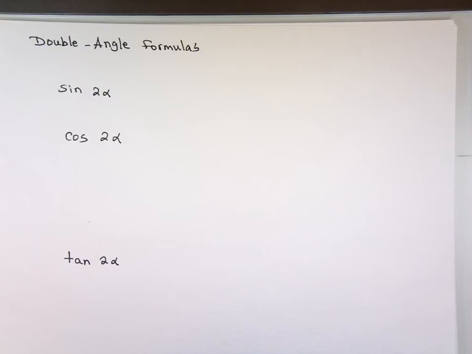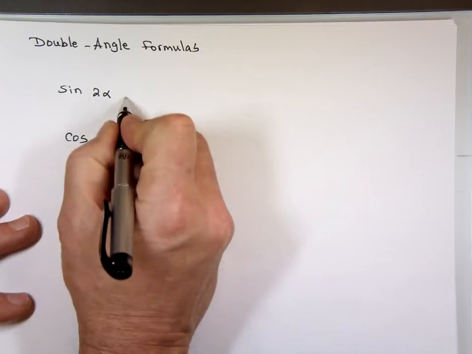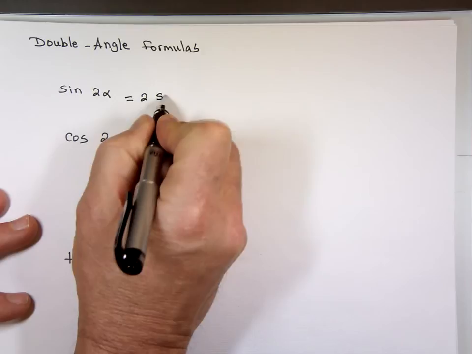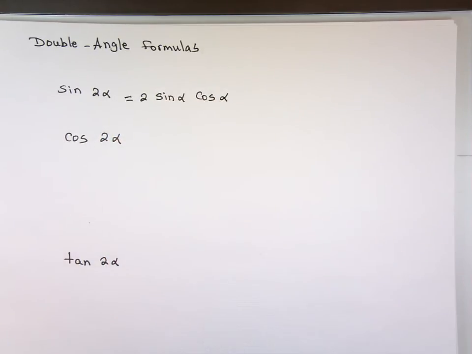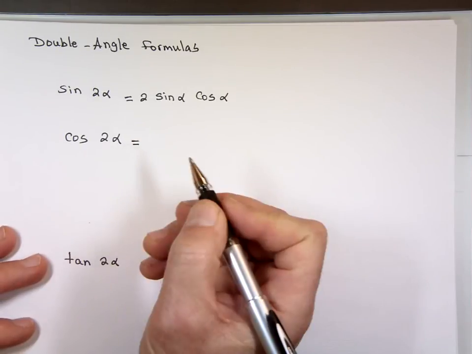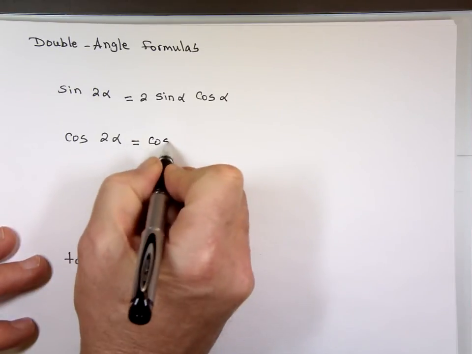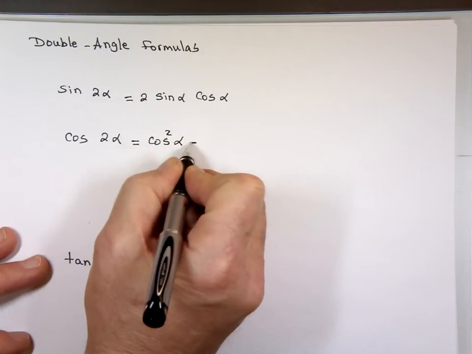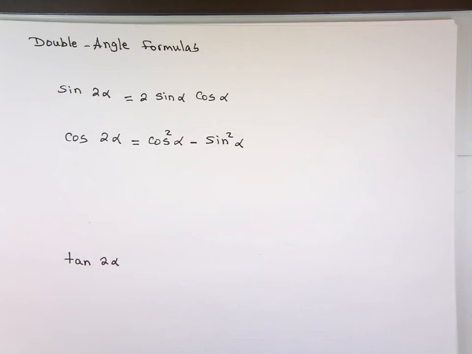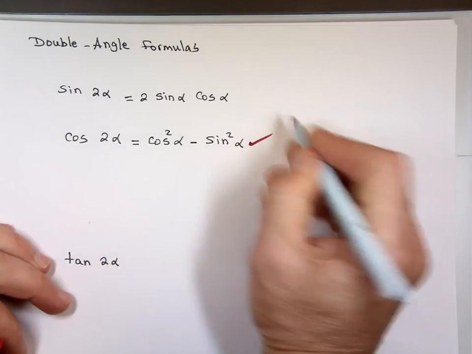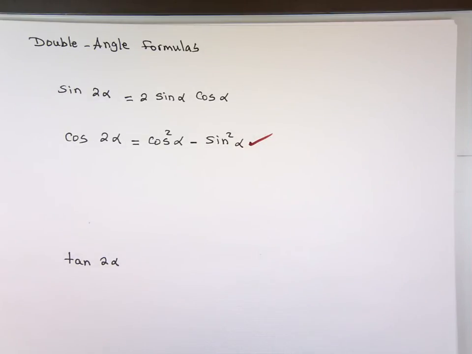Well, there's only one for sine 2 alpha. If you see sine 2 alpha, that's 2 times sine alpha cosine alpha. Cosine 2 alpha, you can break it down to cosine squared alpha minus sine squared alpha. So this is one of them right here. I'll put a check mark next to it. That's one. But I can derive actually two more out of this.